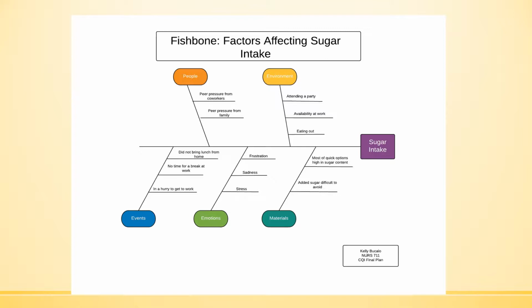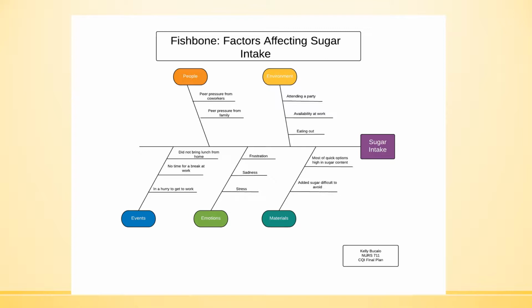So upon deciding that sugar intake was going to be the thing I wanted to amend within my quality improvement plan, I created the fishbone diagram seen here with the bones on the fish representing people, environment, events, emotions, and materials. I use materials tying into what I was just talking about with the working and the availability of all of the sweets and everything, and piggybacking on top of that, the stress at work within the emotions tab is a big player in this whole thing with me.